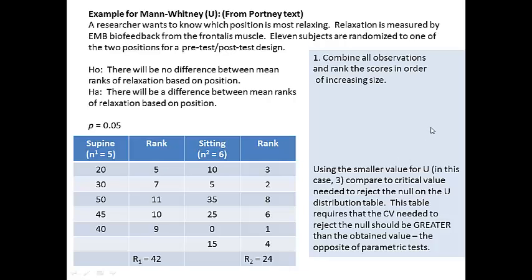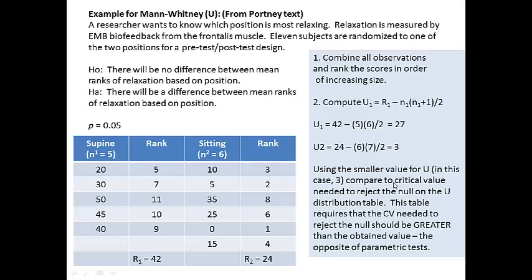We combine all our observations and rank the scores in order of increasing size. So all of the scores have now been ranked. We compute the Mann-Whitney U according to this equation. If we compare the Mann-Whitney U from group 1 and the Mann-Whitney U from group 2, we always select the smaller value. In this case, it's 3.